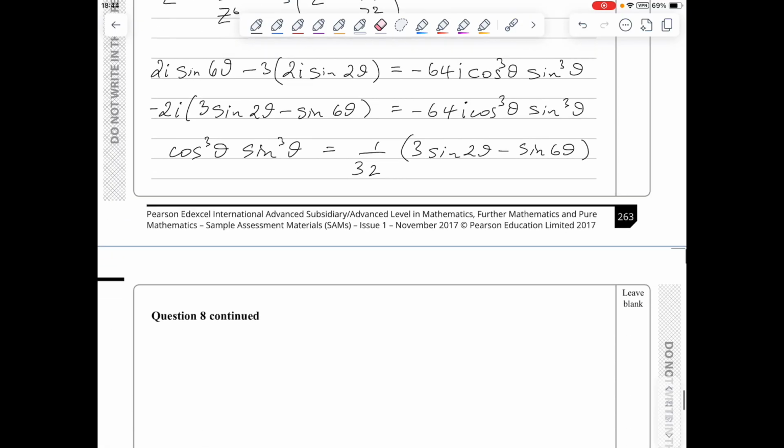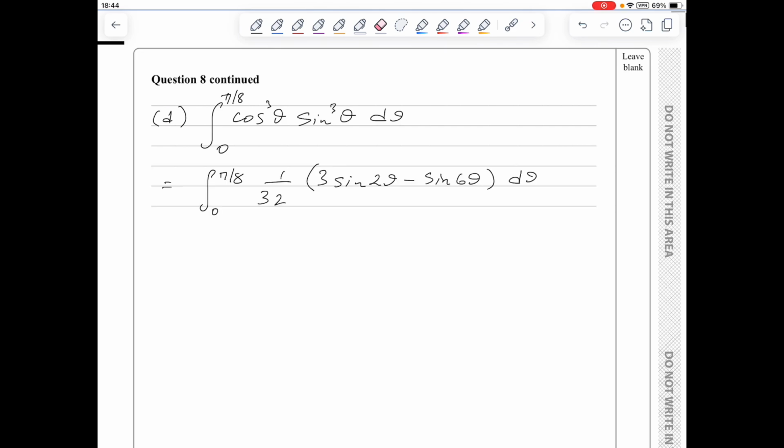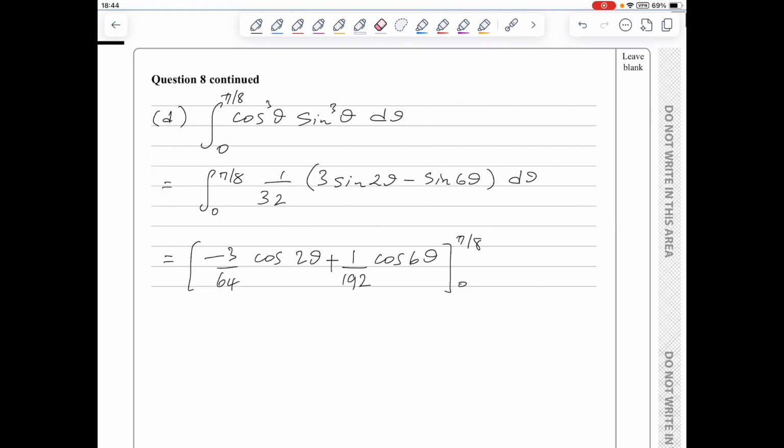In part D, I need to find the following integral, and I will use the result of part C. So this is equivalent to finding this integral. I can integrate both terms, so I will get minus 3 over 64 cos 2 theta plus 1 over 192 cos 6 theta. Let's replace the two limits.